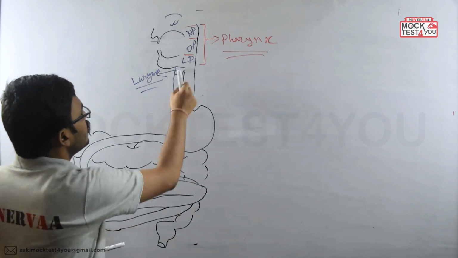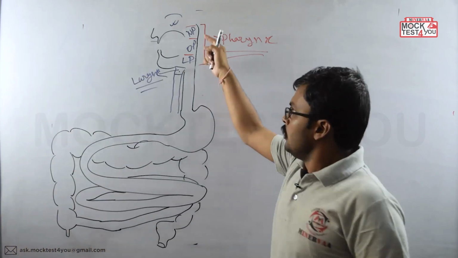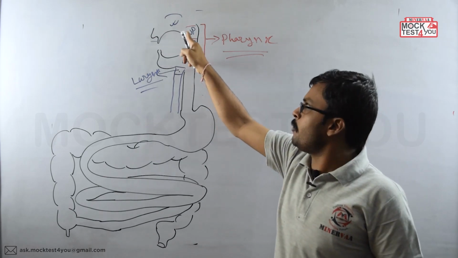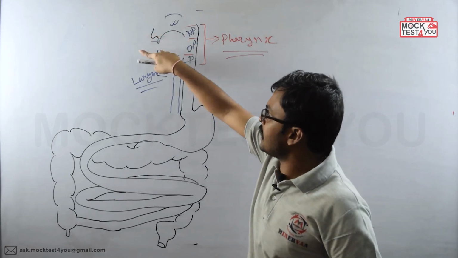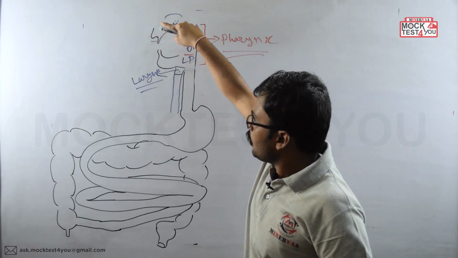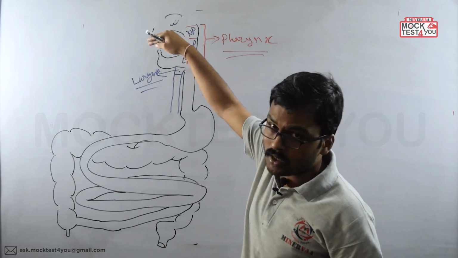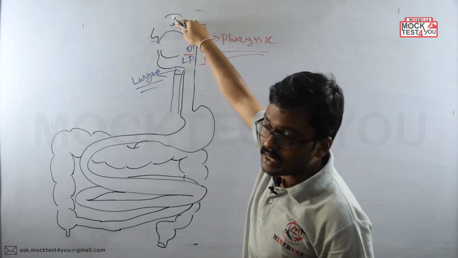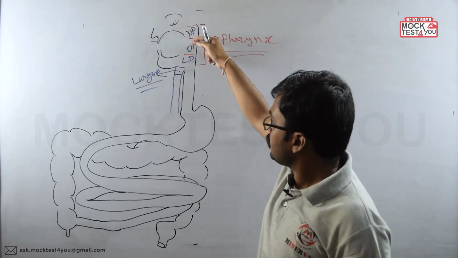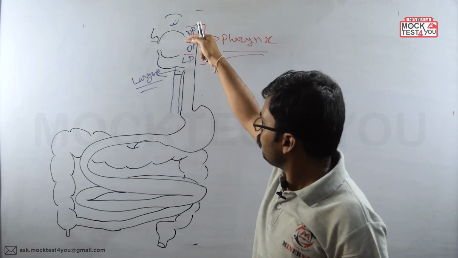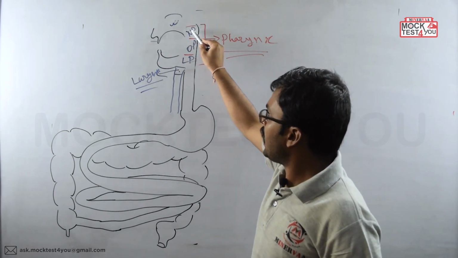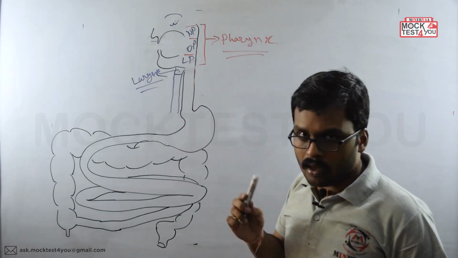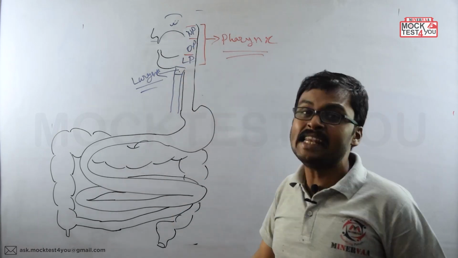Next, at the nasopharynx, the opening of the nasal cavity is present, through which the air can come. During inhalation, the air enters through the nostril, reaches the nasal cavity, and from the nasal cavity it comes down to the pharynx region. Behind the oral cavity, an opening is present at the nasopharynx region, and that opening is called the inner nares.